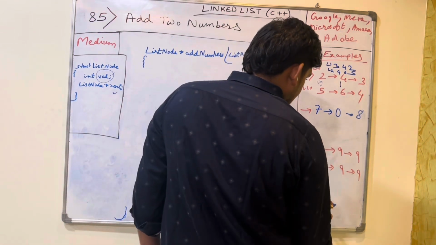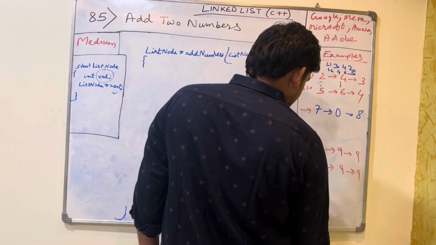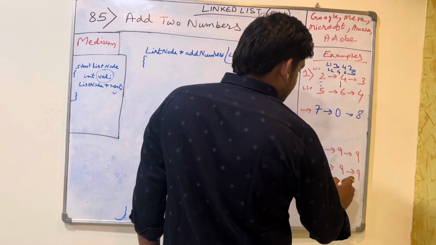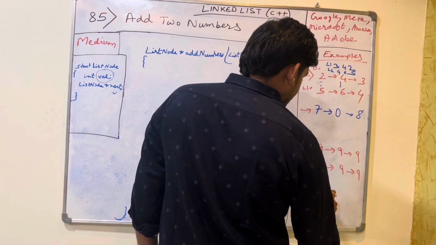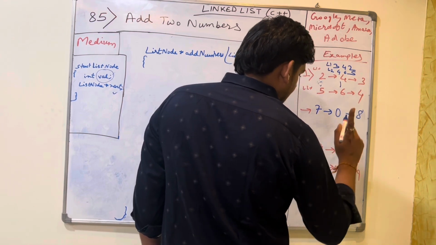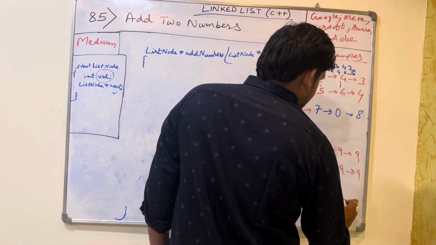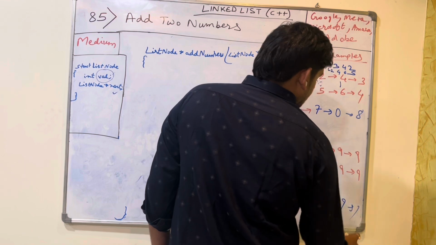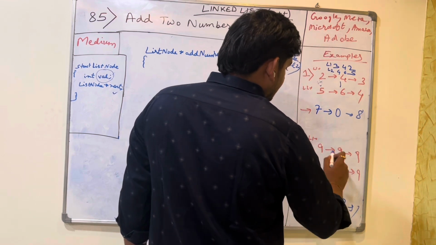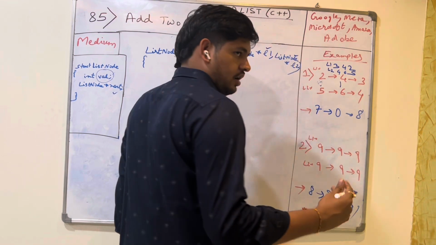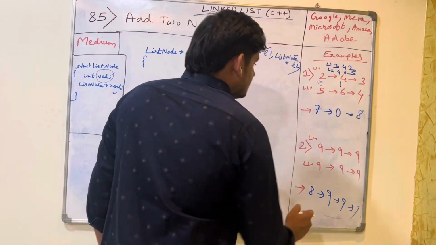In this example, 9 plus 9 is 18, so 8, carry 1. 9 plus 9 is 18, plus carry 1 is 19, so 9, again carry 1. 9 plus 9 is 18, plus carry 1 is 19, so 9. And we have the carry 1, so this is 1. So actually 1998 is the answer. If we add 999 and 999, it will be 1998, okay? So this is the answer.